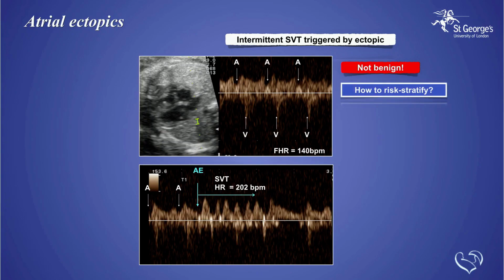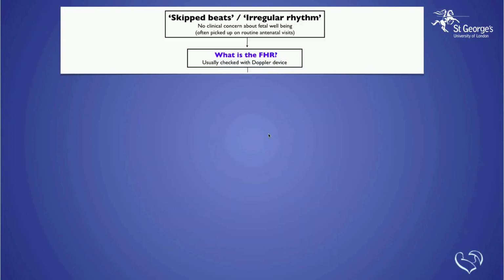So how to risk stratify, we'll come back to that with some kind of flow chart, but it's very important to know when you have an ectopic, what's the heart rate? Is it on the high side? Is it on the low side? People tend not to register the heart rate with ectopics, and I think that was the first point to stratify how we're going to manage these ectopics in the antenatal clinic.